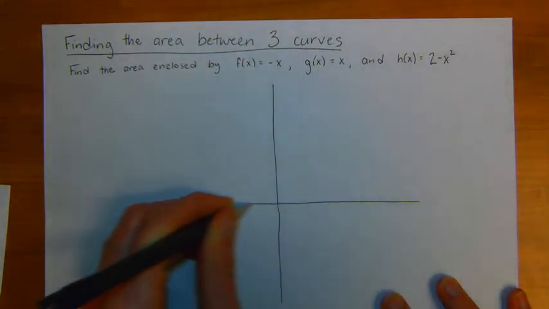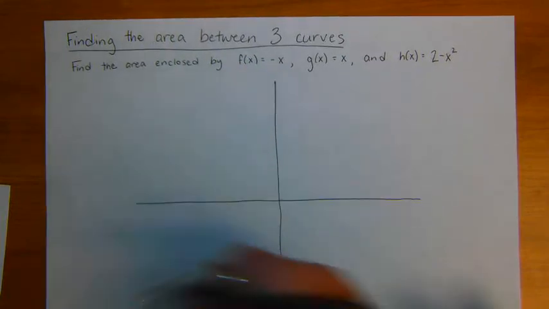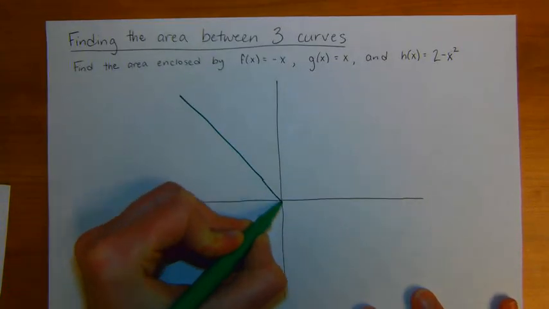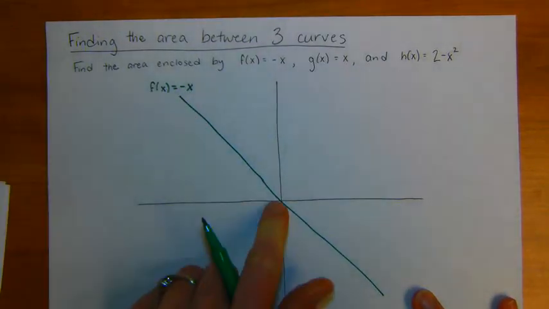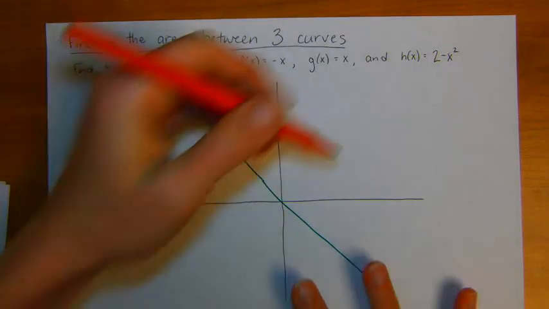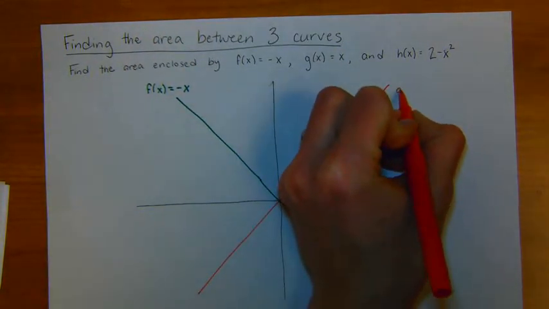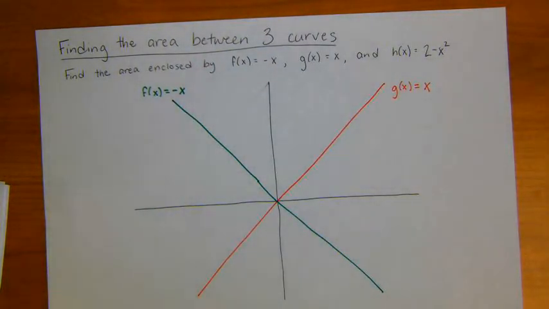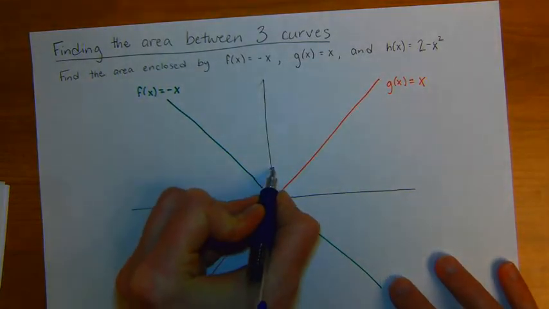So thankfully, a lot of these are pretty easy functions. We see that f of x is the function negative x. That's a line with slope -1, and I'm going to do that one in green. So this is my f of x equals negative x, a y-intercept of 0. And then we have another boring function. Our g of x function is just another straight line with y-intercept of 0, this time with a slope of 1. And then we have a parabola. Let me grab another color. That's been shifted up by 2 and is facing downwards.